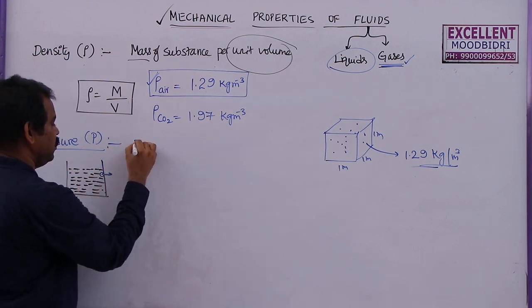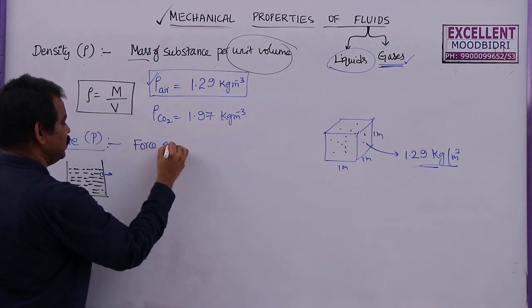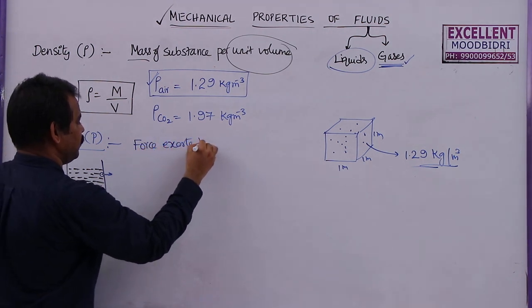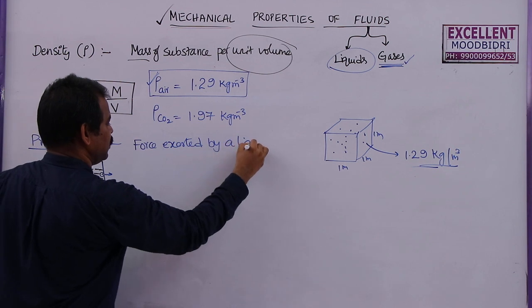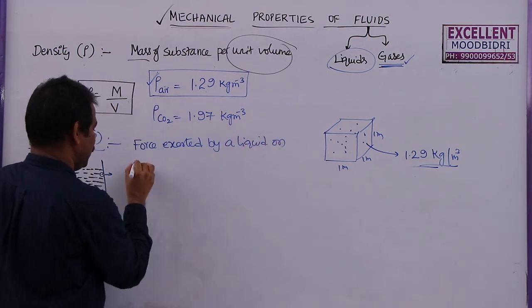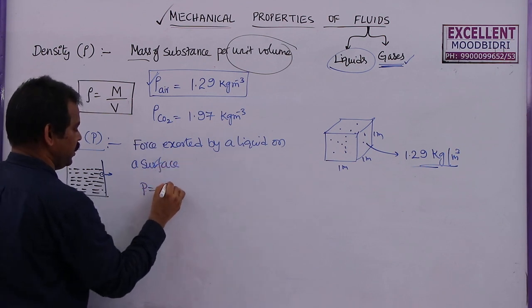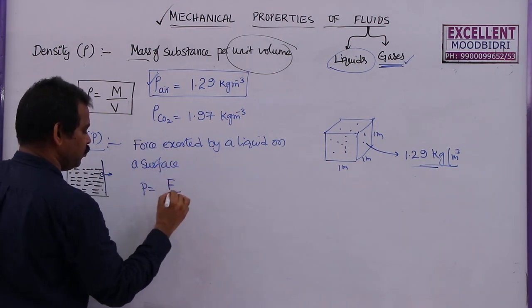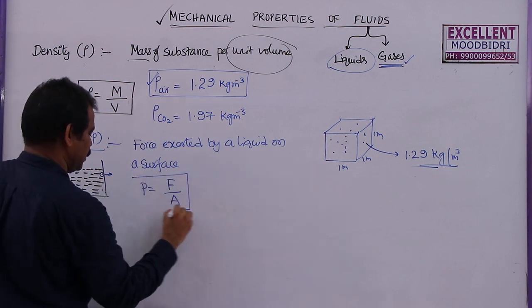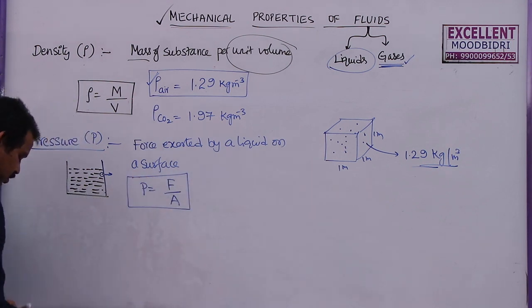So pressure is the force exerted by a liquid on a surface. So pressure is given by force acting per unit area. So this is the formula for pressure. So what is this pressure?